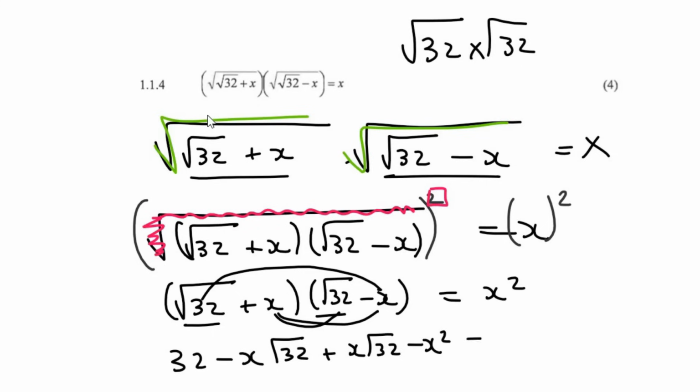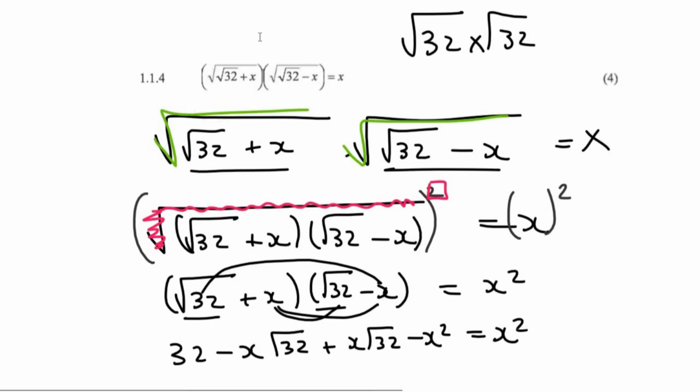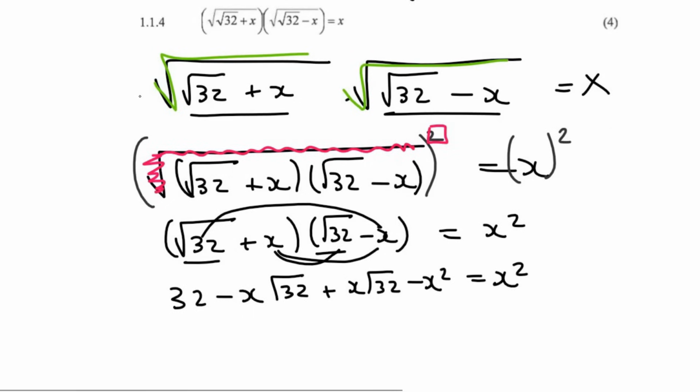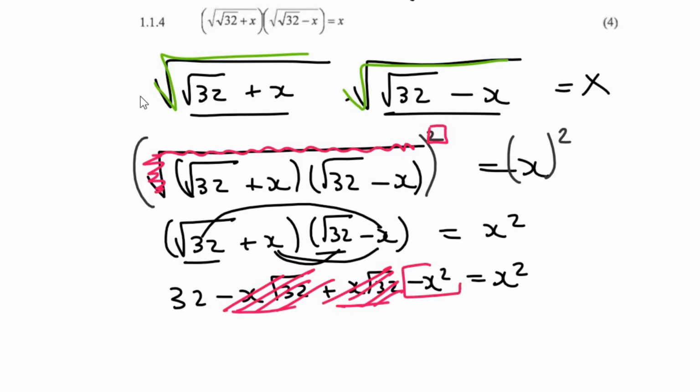So that's going to be negative x squared is equal to x squared. What now happens, and this is awesome, it's going to make our life very easy, is that this part and this part cancel out because the one is a negative and the one is a positive, so they can be crossed out. Then I'm going to take this negative x squared over to the right hand side, and that's going to give me 32 equals 2x to the power of 2.